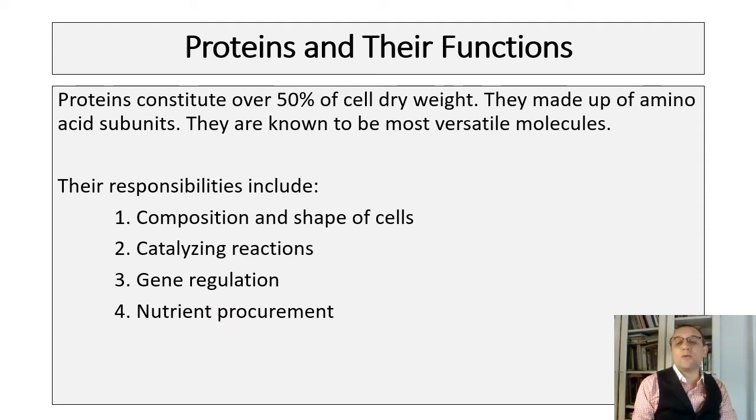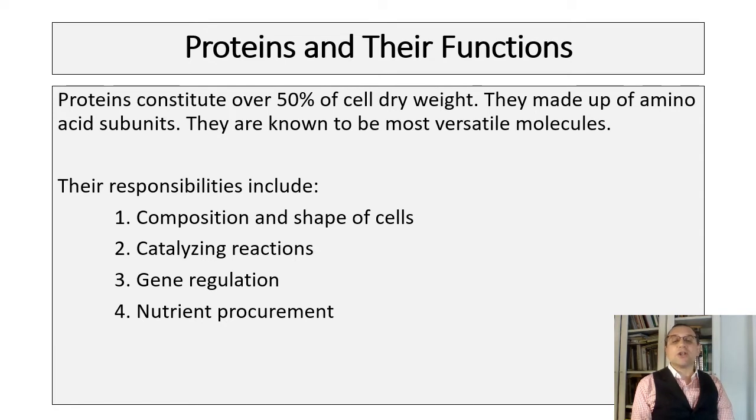Proteins consist of 50% of cell dry weight. They are made up of amino acid subunits and are known to be the most versatile molecules. Their responsibilities include, number one, composition and shape of cells. Yes, this is one of the most obvious functions, the structural function. Number two, catalyzing reactions. Yes, proteins catalyze reactions, typically used to accelerate the rate at which a specific chemistry proceeds. Enzymes are substances produced by living organisms which act as catalysts to bring about specific biochemical reactions. Enzymes can make a chemical reaction millions of times faster than it would have been without them. Many proteins are enzymes that catalyze biochemical reactions and are vital to metabolism.